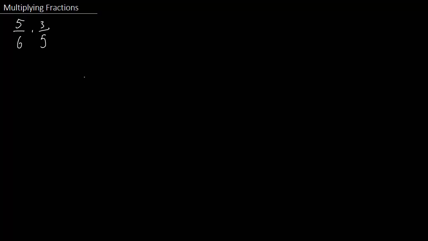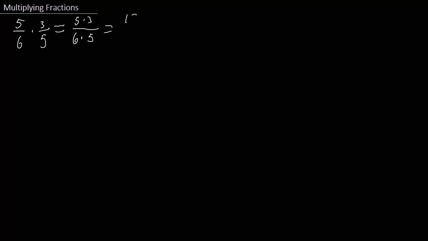Today we're going to be multiplying fractions. Multiplying fractions is going to be one of the easier things to do when you're dealing with fractions, because all you really have to do is multiply the top and multiply the bottom. What I mean is this. So you can rewrite this as 5 times 3 and 6 times 5. Keep the numerator with the numerator and denominator with the denominator.